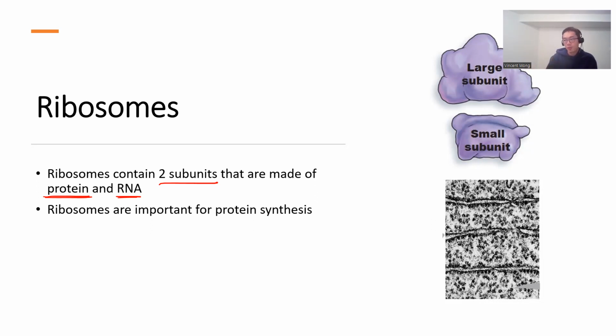And where does the ribosome come from? The nucleolus, right? So all these little black dots here, those are the ribosomes. And you can see they are kind of everywhere, right? They're everywhere.